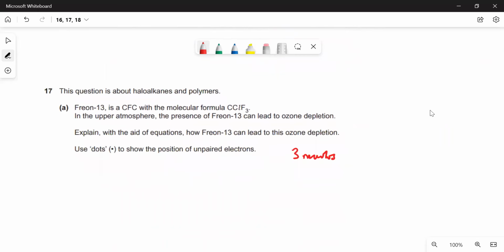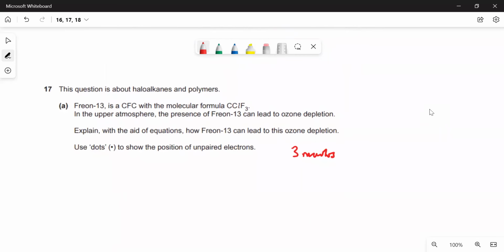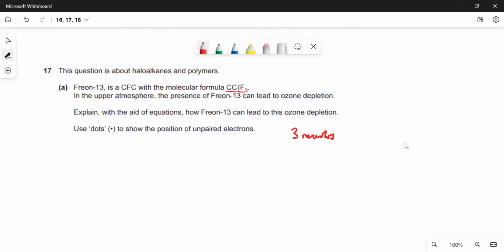Okay, the question is about haloalkanes and polymers. Freon is a CFC with a molecular formula there. In the upper atmosphere, the presence of Freon can lead to ozone depletion. Explain with the aid of equations how Freon can lead to ozone depletion. Right, so first of all, we're going to get free radicals going on here, aren't we? So the UV light is going to break the bond between, let's just draw it like that, so it's going to have 3 fluorines. It's going to break that bond between the carbon and the chlorine, so let's draw that.